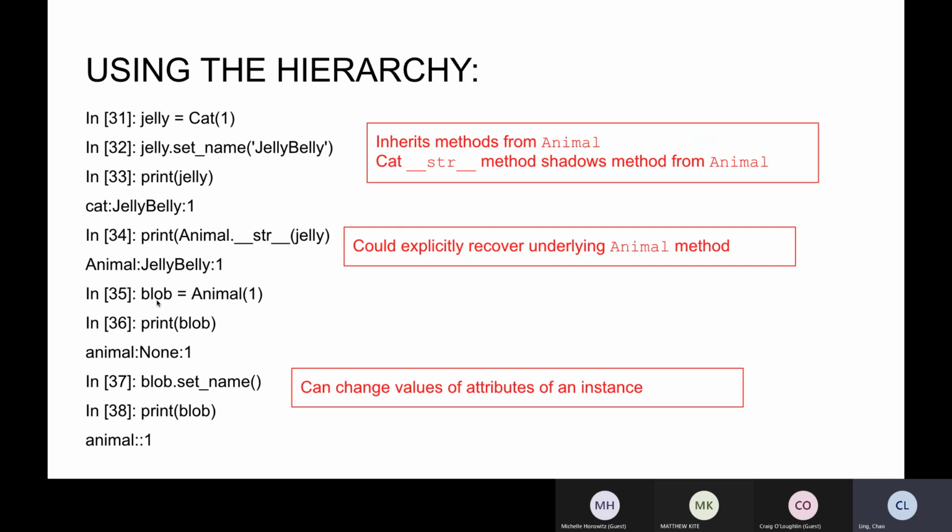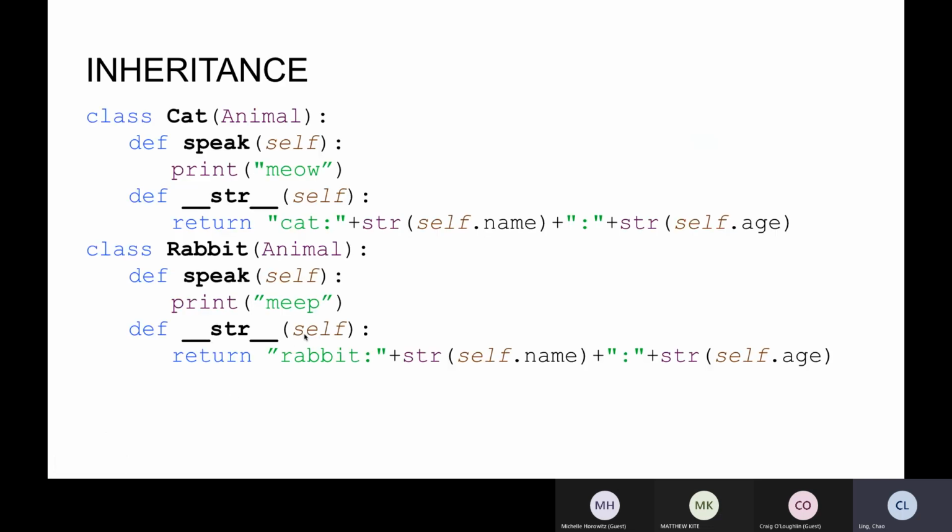And then you have another animal called blob, 1 year old. See, this one has no name. It didn't define a name. That's why the name is none. But later on, you can set the name. And then when you print again, you get a name. Okay, so you can change the attributes.